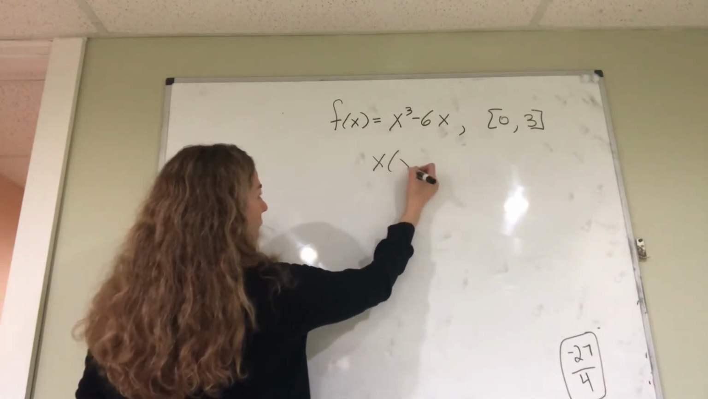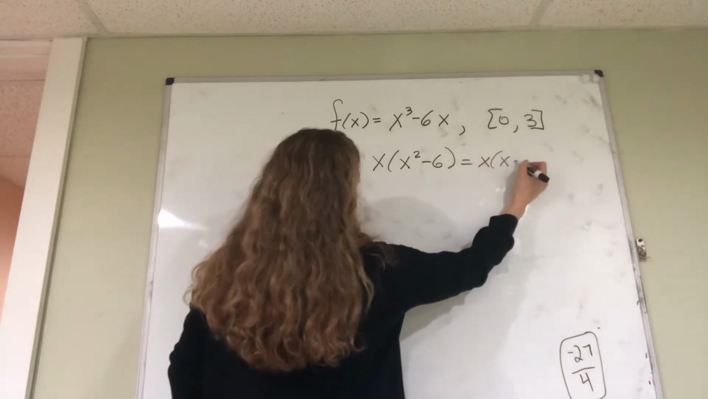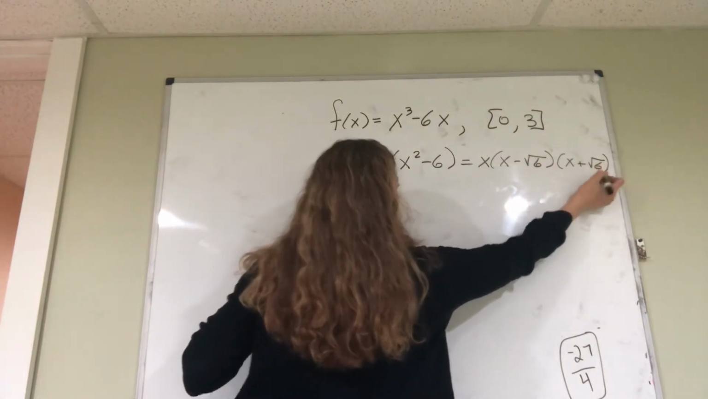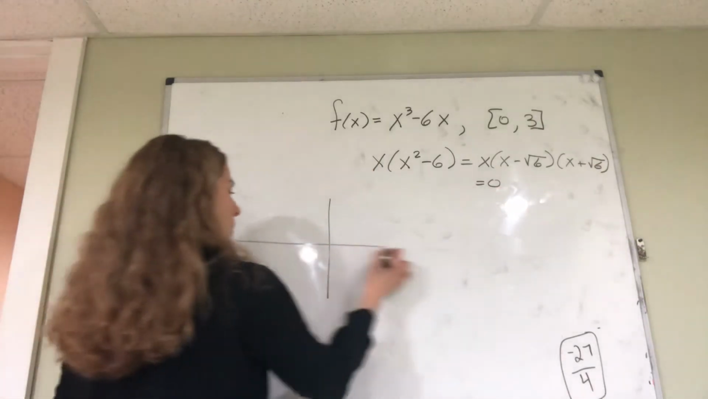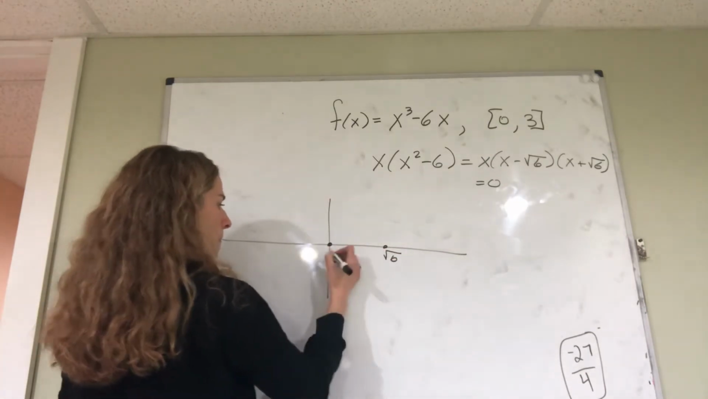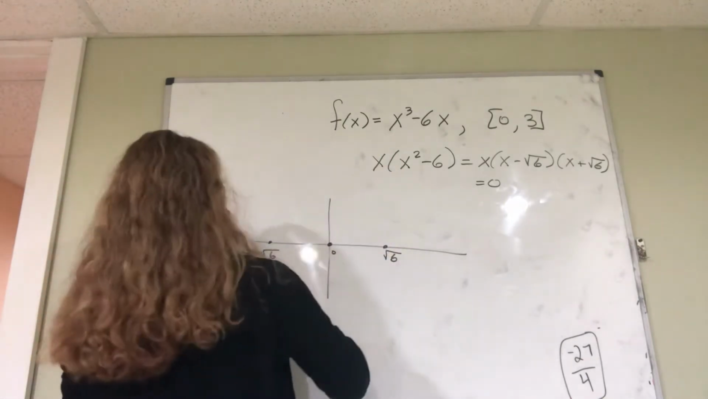If I factor out the x, I get this. So I'm just completely factoring. And the reason I'm factoring is that this is going to tell me the zeros of the function. So if I set this equal to 0, there are 3 zeros. And remember, the zeros are where the function crosses the x-axis. Like this. So this function is just cubic, so it looks like this.